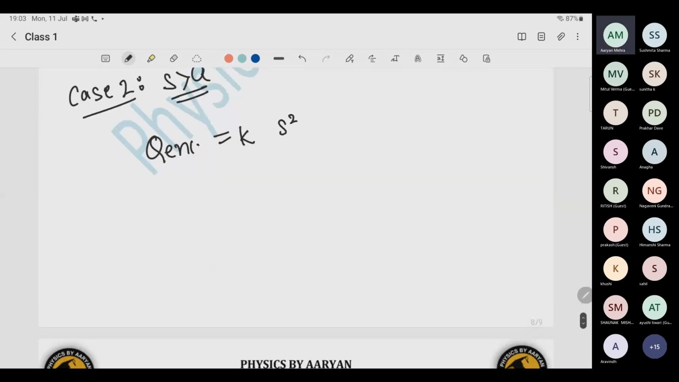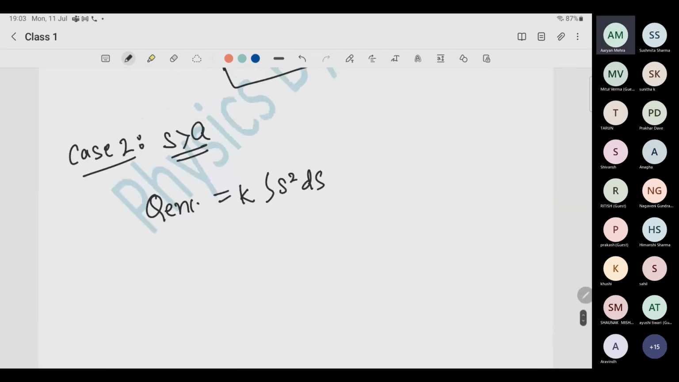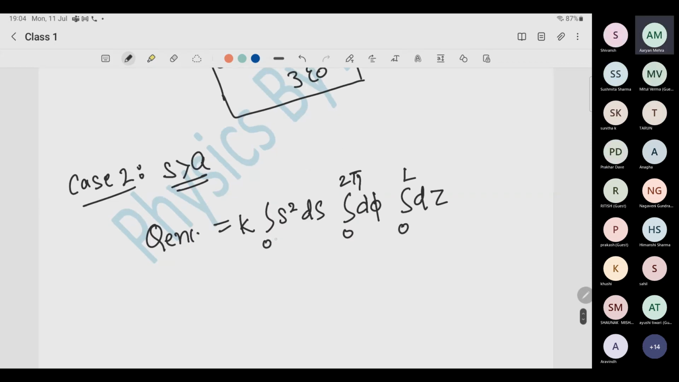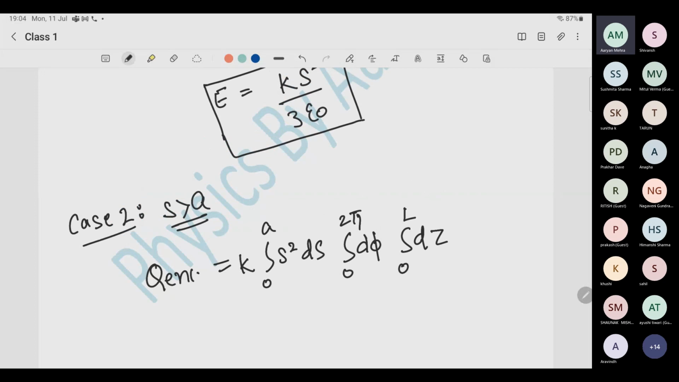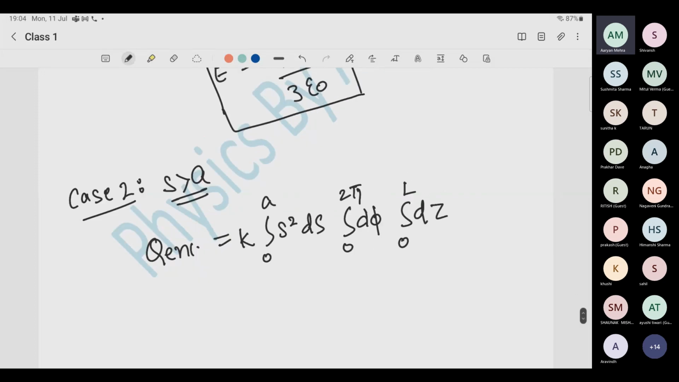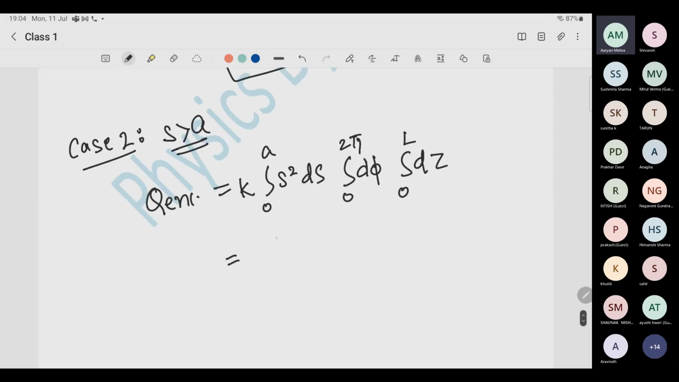K S square ds. So now the limits will be from, tell me, what will be the limits of S? 0 to A. Why A? Because our charge exists only till A. Outside that our charge does not exist. So what will be the answer now? 2 pi k L A cube by 3.